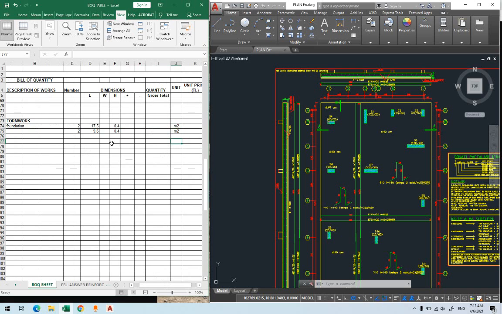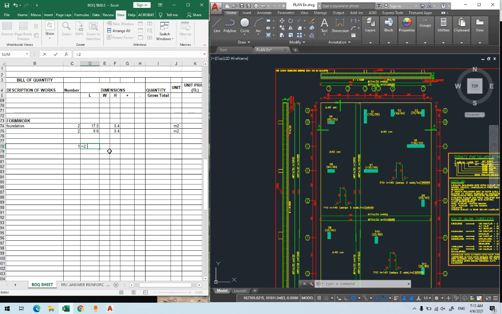Now there is another way to calculate this. Instead of making 2, you can directly calculate the perimeter, all the perimeter, and multiply by 0.4. That's also possible. How do you calculate? Instead of this, for example, I can make it as 1.